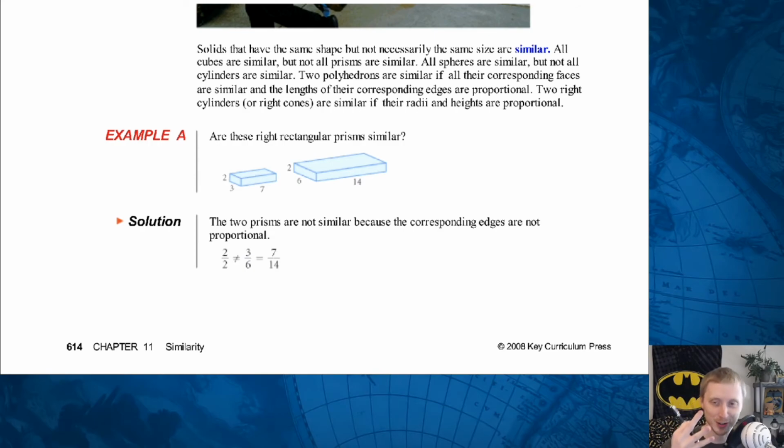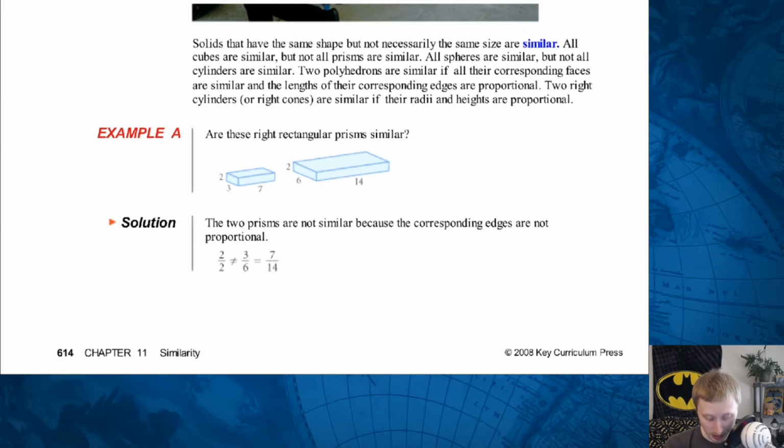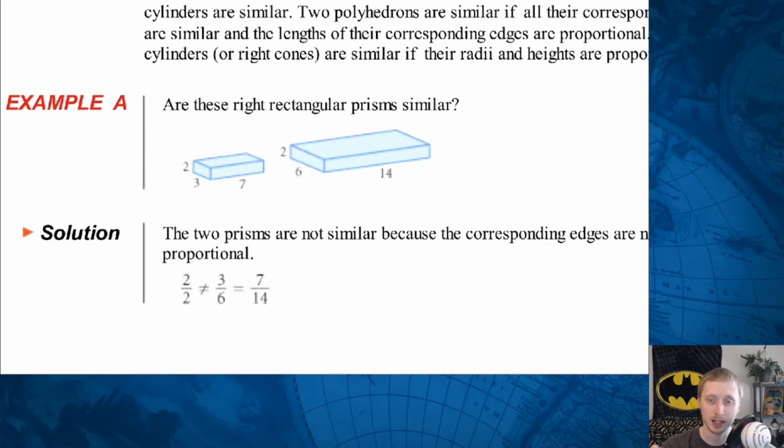When you're dealing with 3 dimensions, remember you need now 3 perpendicular measurements. Okay? So taking a quick look at example A here in the text, are these rectangular prisms similar? Notice that we have to compare all of their measurements. The height, 2 versus 2. The width, 3 versus 6. And the length, 7 versus 14, right? 7 over 14, that is equivalent to 3 over 6. So those 2 dimensions are proportional. But because that third dimension is not, then the objects overall, as 3-dimensional objects, are not proportional.